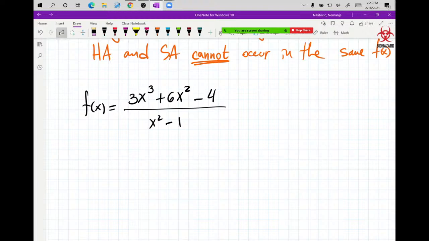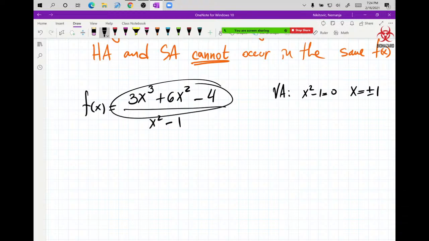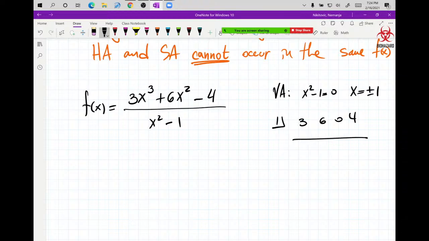So you go and say, okay, vertical asymptotes, since we can, right? It's going to be x squared minus 1 equals 0, x equals plus minus 1, and I don't think any of them cancel, because you can check if plus and minus 1 are roots of the numerator using synthetic division. If they are roots, then they would cancel, in which case you don't have vertical asymptotes there. Terms which cancel inside the function do not have a vertical asymptote at that location. So we check 1 in 3, 6, 0, negative 4. That's a 3, that's a 9, that's a 9, that's a 9, and that's a 5. That's not a 0.